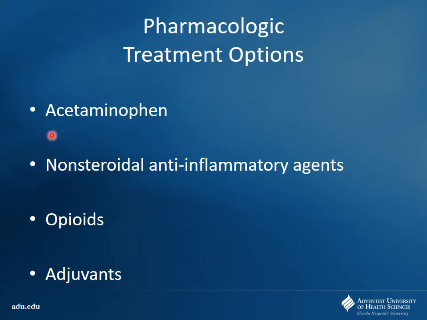So looking at our options here, we're going to talk about acetaminophen. We'll look at our NSAIDs, opioids, and then some of the adjuvant therapies. That's kind of the main breakdown of pain meds we're going to look at.